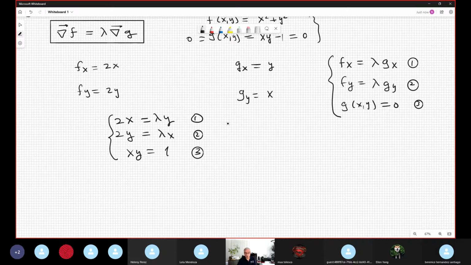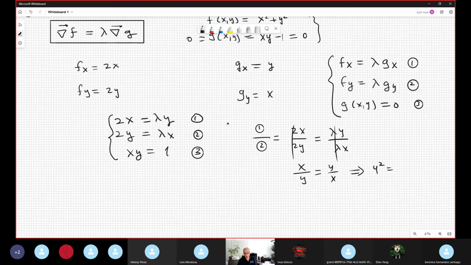But in this case, you divide equation number 1 by equation number 2, because this is frequently done in order to eliminate the lambda. So when you divide, you have 2x divided by 2y is equal to lambda y divided by lambda x. So obviously the 2 cancels, lambda cancels, x over y equals y over x, cross multiply, and you get y squared equals x squared, and y is equal to x, maybe plus or minus, right? But it's okay. I keep in mind it's plus or minus.